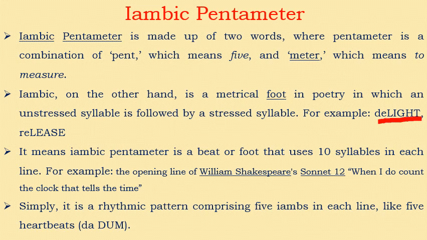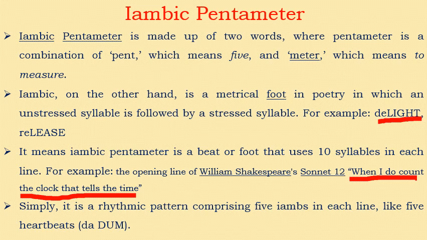line. For that example, I have taken the opening line of Shakespeare Sonnet 12: When I do count the clock that tells the time. This will easily help you analyze the 10 syllables there. You can count the words as well as the syllables, where one unstressed syllable will be followed by a stressed syllable at an equal interval of time. That's called iambic pentameter. So 5 feet on the whole.